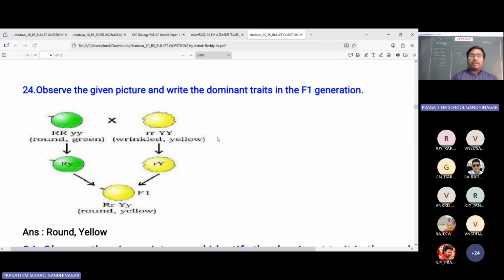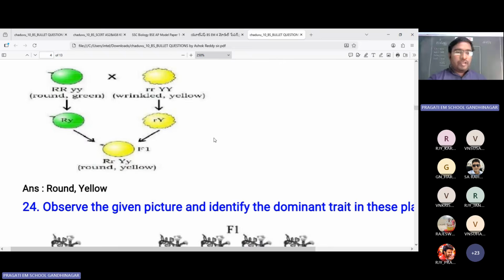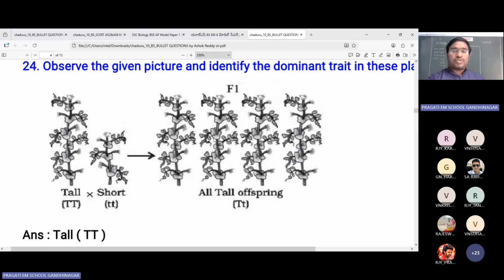If you fuse these two, in the F1 generation, most of the seeds will appear as round and yellow. So which one is dominant? Basing on the F1 generation, we can conclude that round and yellow seeds are dominant. Okay, children, I hope you practiced F1, monohybrid and dihybrid cross. Next question.